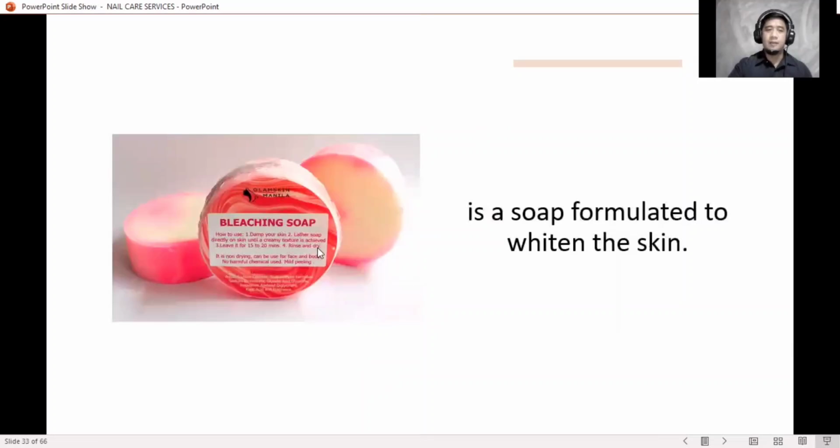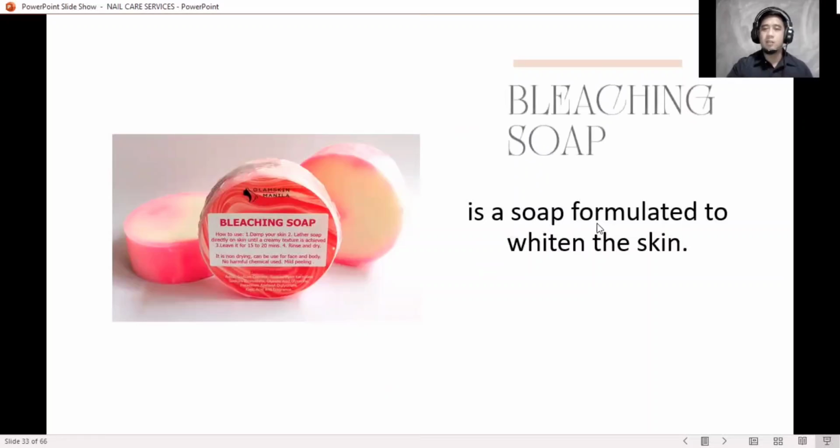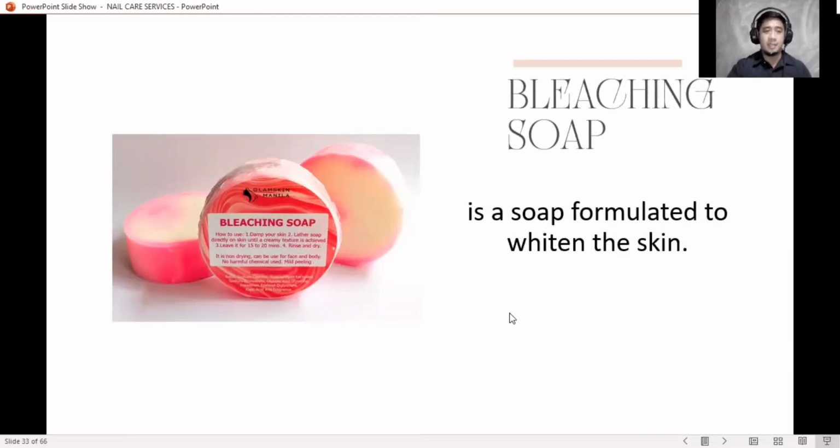Next, we have this bleaching soap. Ayan, nakalagay na yung name. It is a soap formulated to whiten the skin. So if you want your skin to be white, you can use bleaching soap.